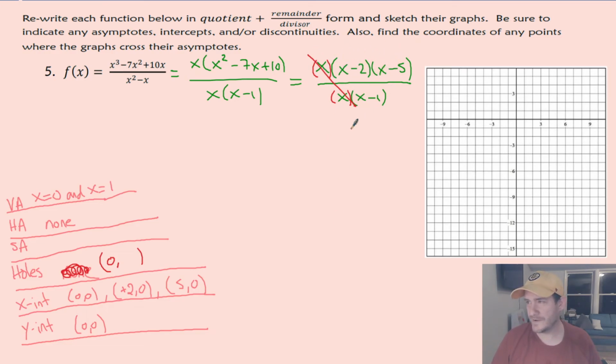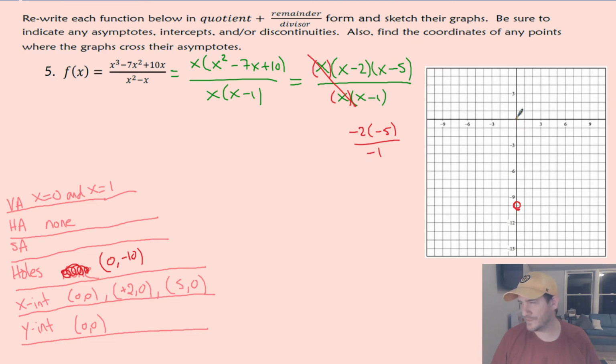So I could plug right into here. We're going to get -2 times -5 all over -1. So that's 10 divided by -1 for -10. So at 0, -10, right here, we can plot a hole for sure. Alright, feel a lot better about that.